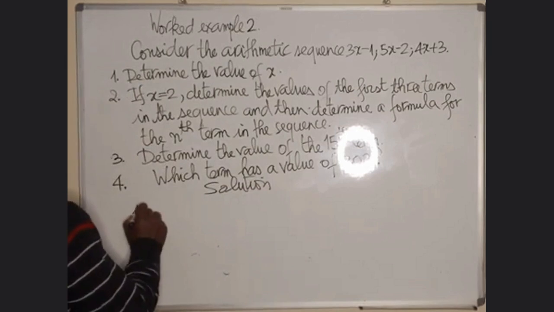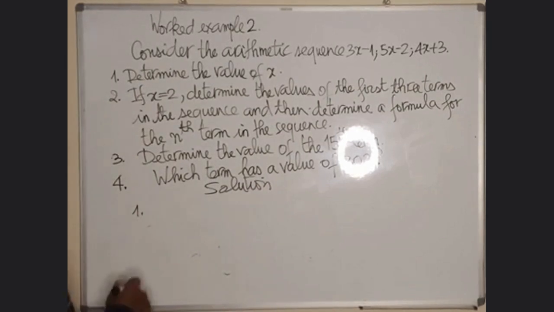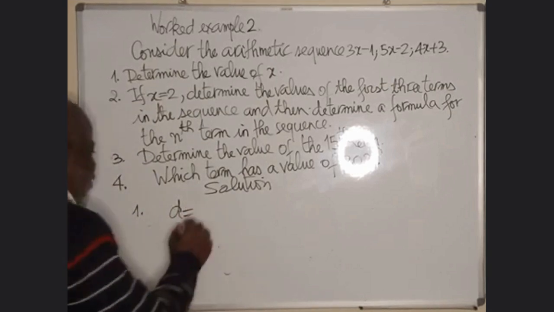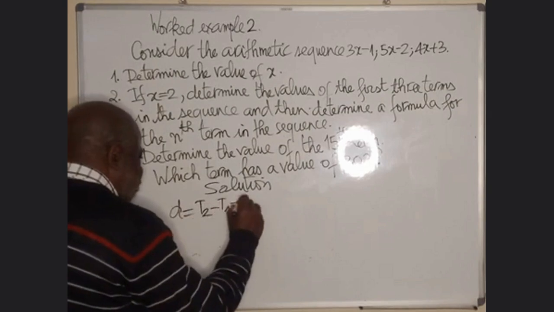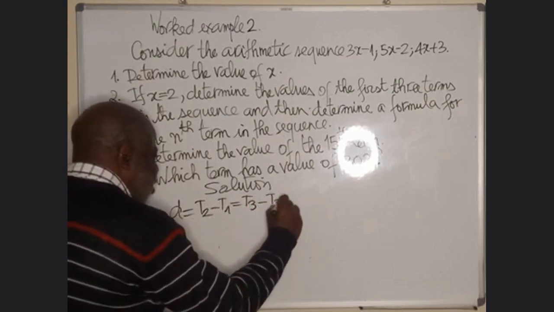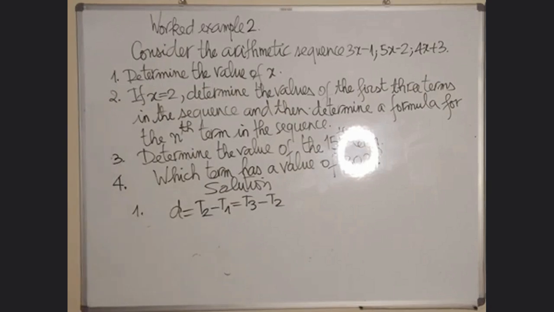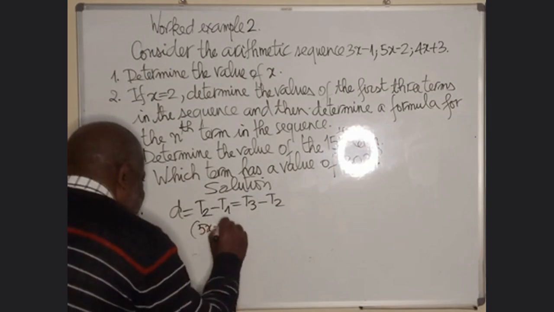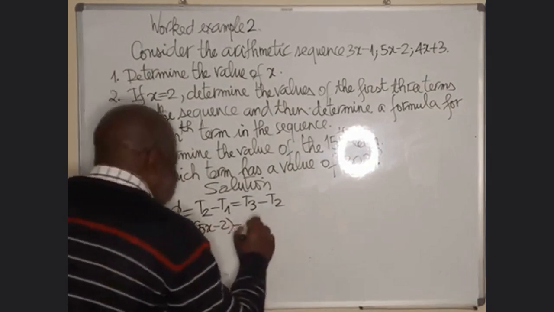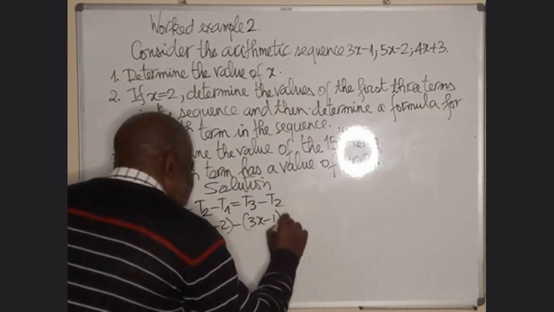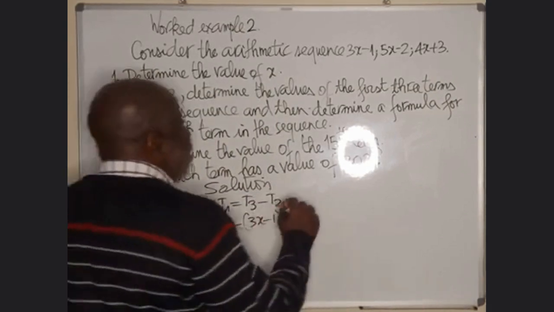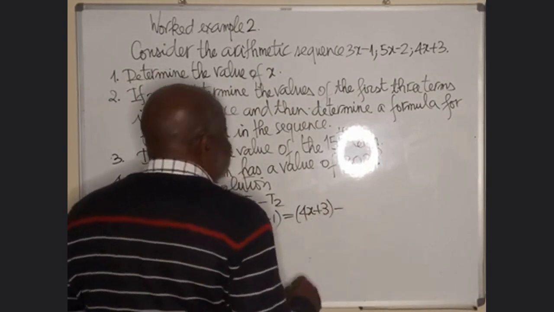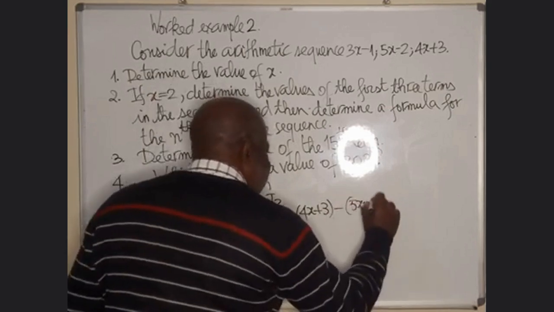Question number 1, determine the value of x. Remember, to get the common difference, d is equal to t2 minus t1, and it's going to be equal to t3 minus t2. t2 is 5x minus 2 minus 3x minus 1. This will be equal to t3, that is 4x plus 3 minus t2, 5x minus 2.